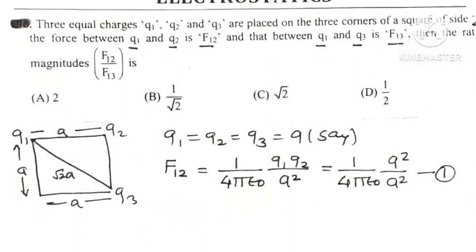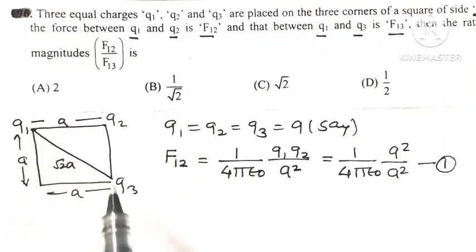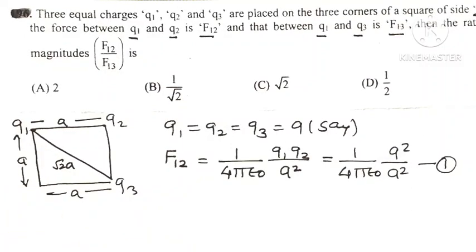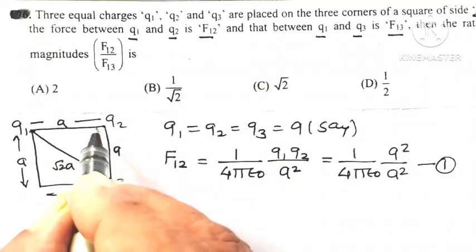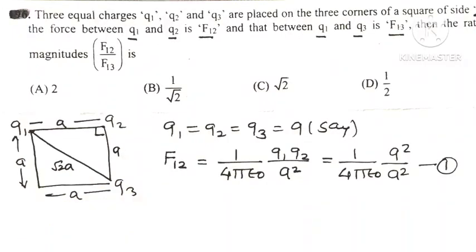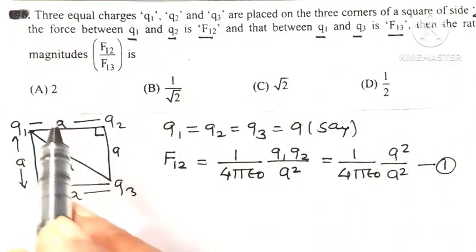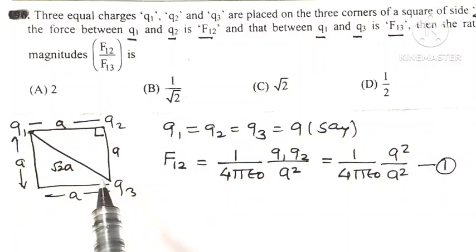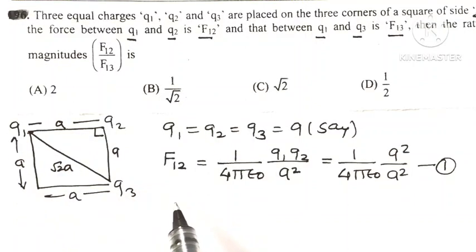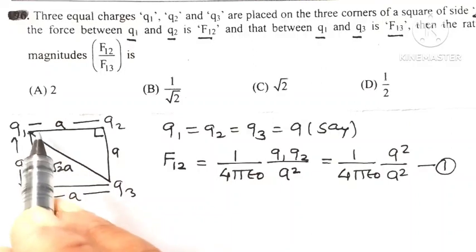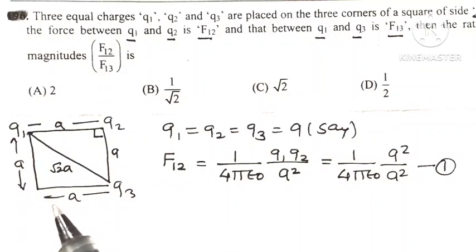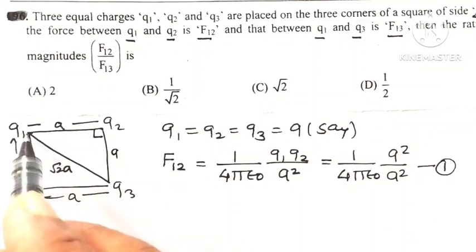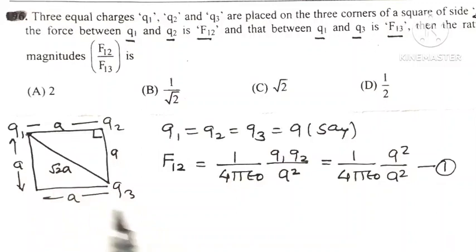Now to find out the force between charge Q1 and Q3, we must know the distance of separation between charge Q1 and Q3. See here there is a formation of a right angle. The two sides of the right angle are A, and this is the hypotenuse. So what is the length of the hypotenuse? Length of hypotenuse is equal to under root of A square plus A square, that is root 2 A. So the distance of separation between Q1 and Q3 is root 2A.